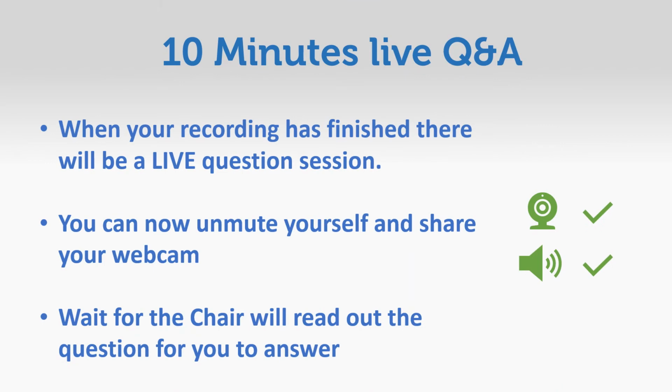So, at the end of the recording of your talk, the chairman will introduce you and the question and answer session will start. This is the point at which you should unmute your microphone, and if you have one, you can also share your webcam. The chairman will read out the questions that you will have seen in advance from the question panel. They'll select the most appropriate questions and make sure there aren't any duplications. You can now answer the questions live by talking them through.